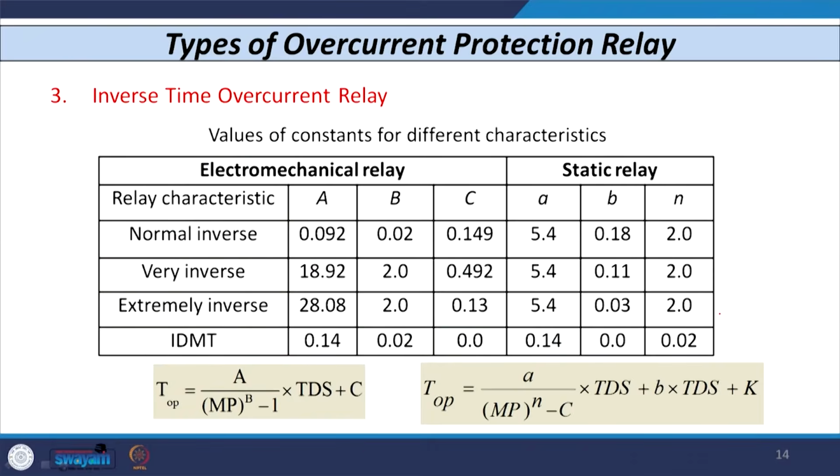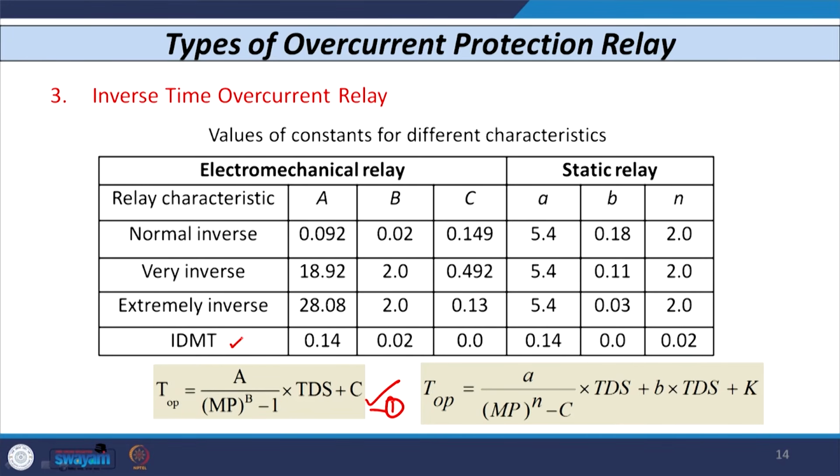If I consider the inverse time overcurrent relay, as I told you earlier, by adjusting or selecting several constants, we can obtain each and every type of characteristic. For the electromechanical relay, the equation is given by equation 1. In this equation the constants are capital A, B and C. If I wish to obtain the normal inverse characteristic, then I have to select the constants 0.092, 0.02 and 0.149, and accordingly for very inverse and extremely inverse I have to select the appropriate values of capital A, capital B and capital C.